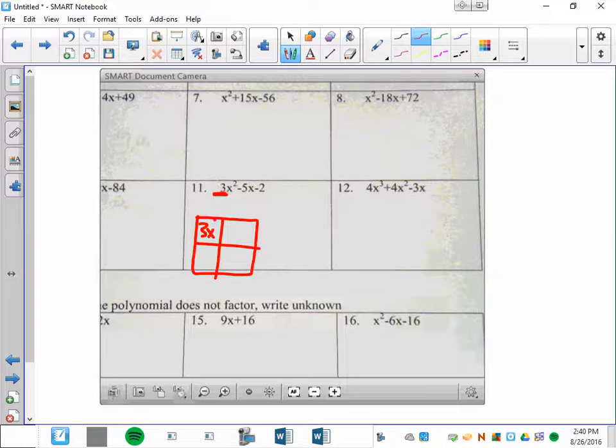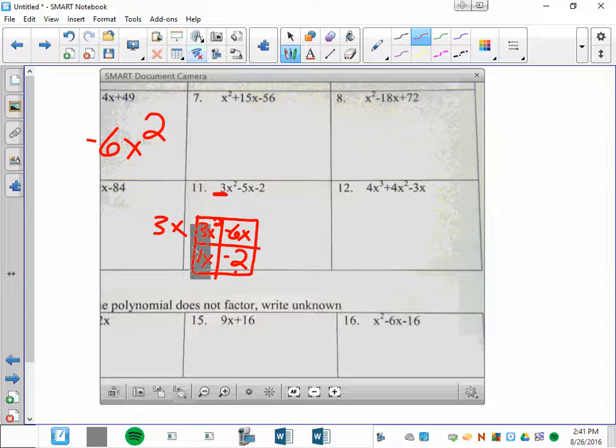So 3x squared and negative 2, you need to multiply those together. Negative 6x squared. Now, are there factors of negative 6 that add to be negative 5? Negative 6 and 1. So we get negative 6x on one side and 1x on the other. And it gets a little bit more tricky here. What does the top row share? 3x.